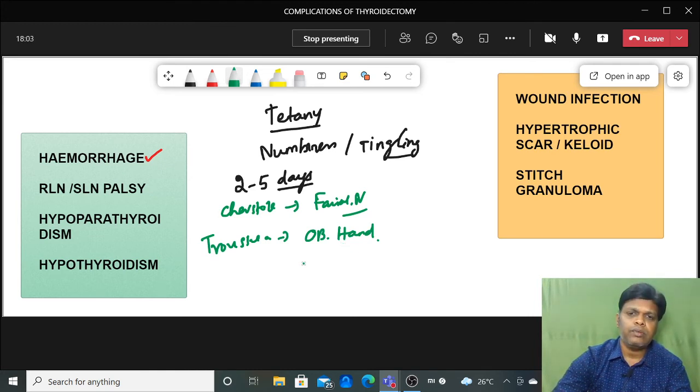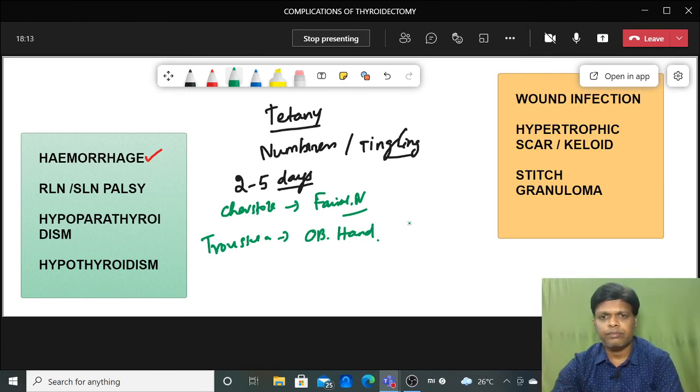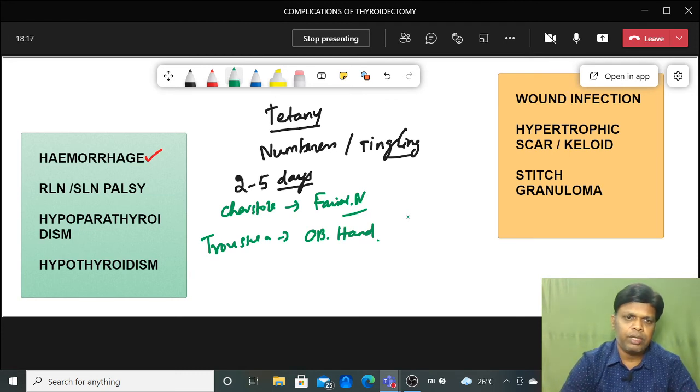In some cases, when you are measuring the BP, if you keep the pressure above the systolic blood pressure for 5 to 10 minutes, the patient will develop this carpopedal spasm. That is also one of the clinical manifestations of hypocalcemia.